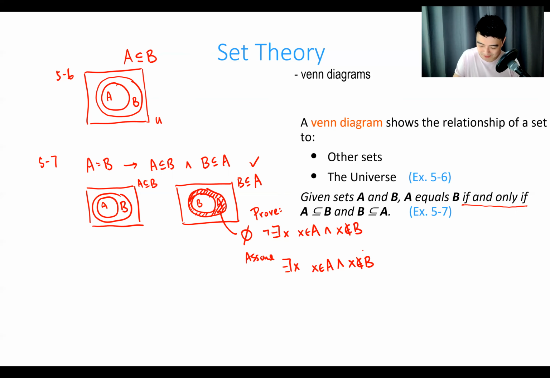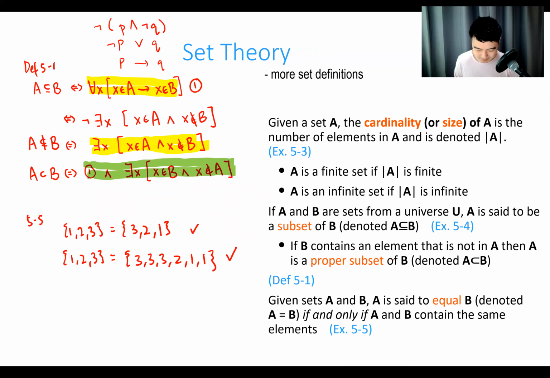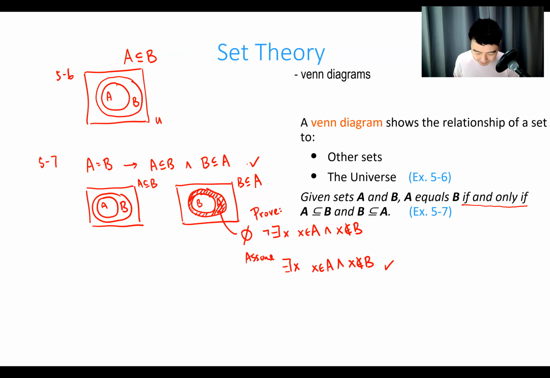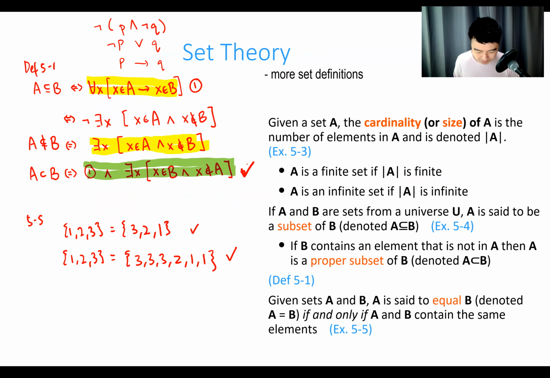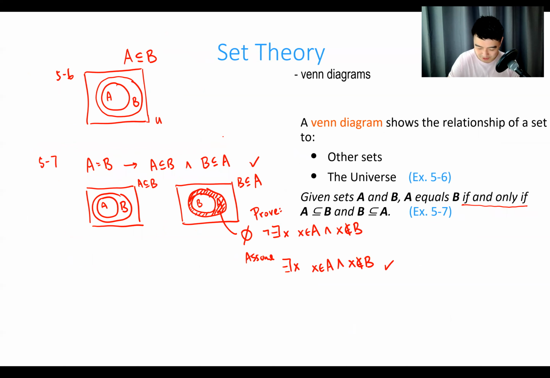Now, luckily, we've seen this before. If you go back one slide and take a look at this definition, if there is an element in A and not in B, what can we say? We can say right away that A is not a subset of B.